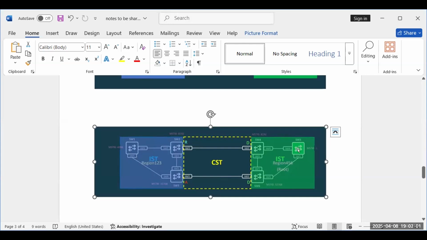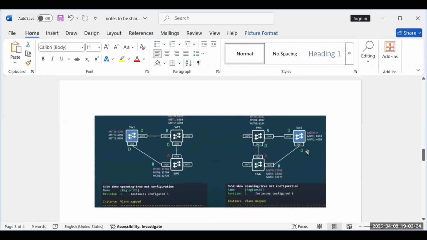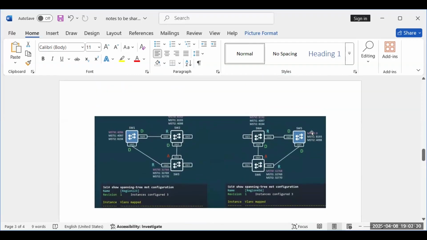Unless this root bridge goes down, the election process will take place in this switch, and those BPDUs will be sent to this region as well. If there is any bridge having lower priority, that switch will become the root bridge. Say this is 0 in our diagram. This switch has priority 0, this has priority 32768, and this has 8194.